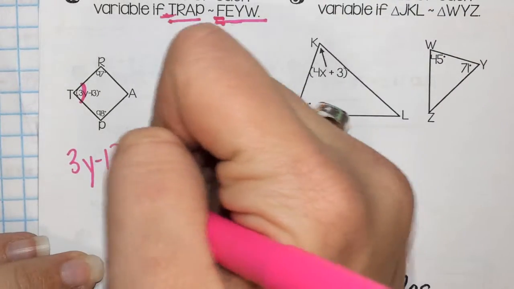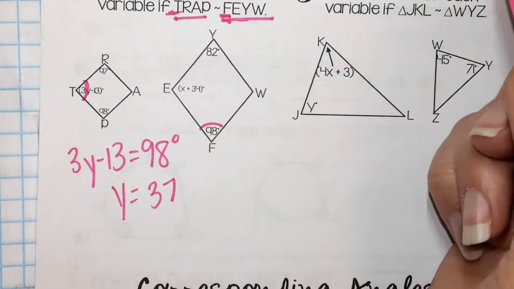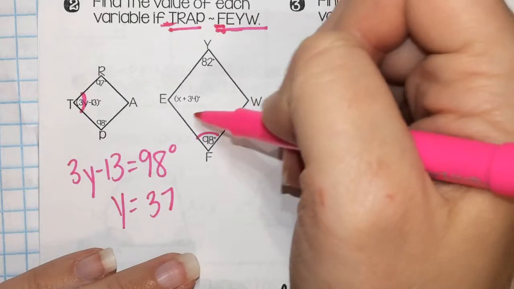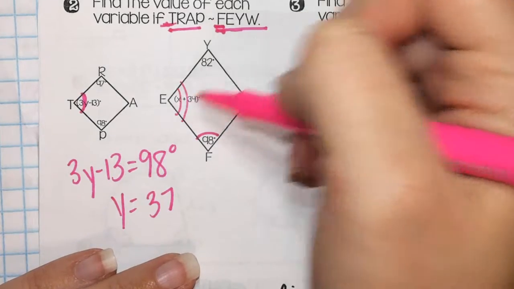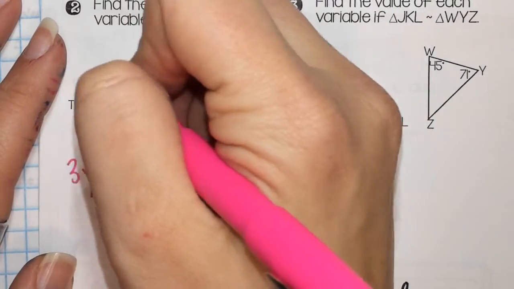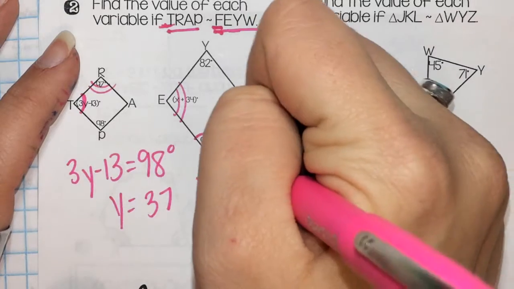All right, what did you get for Y? 37. Now, does it ask you for the angle or does it ask you for the variable? The variable. Okay, now we're looking for E next, right? Now, what angle corresponds to E? R. So what are we going to set x plus 34 equal to?